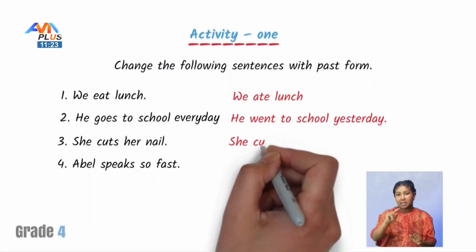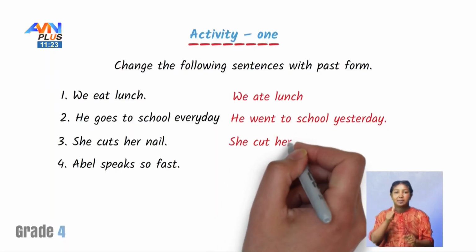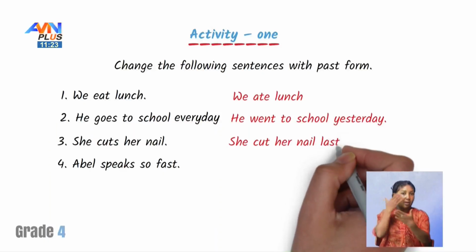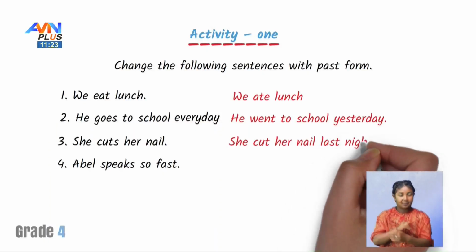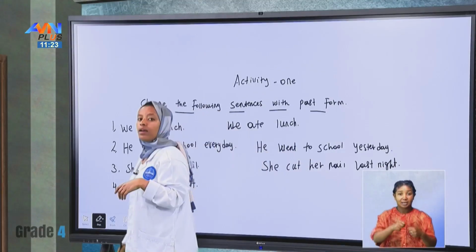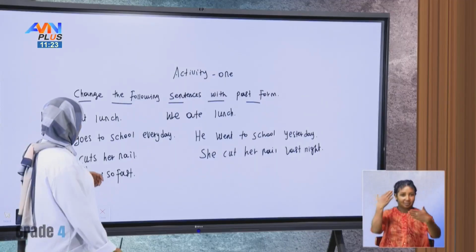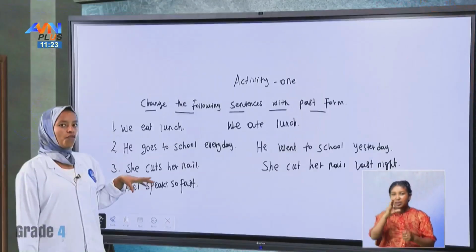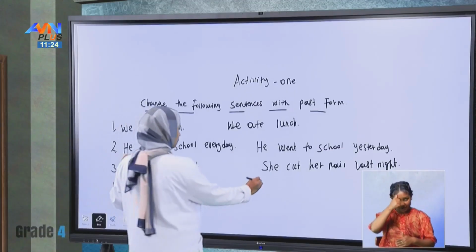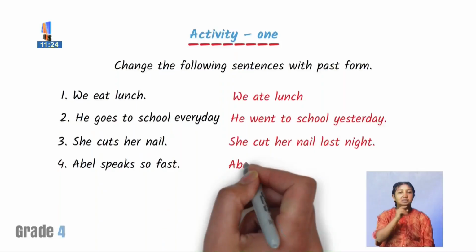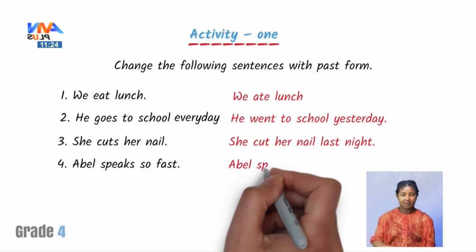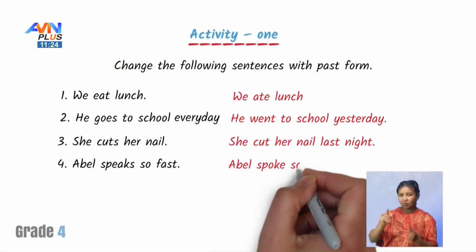Cut her nail. So we can add a specific time, for example, last night. She cut her nail last night. Let us continue. Here, Abel speaks so fast. Abel speaks so fast. So we can say Abel, the past tense of speak or V2, spoke. Spoke so fast.